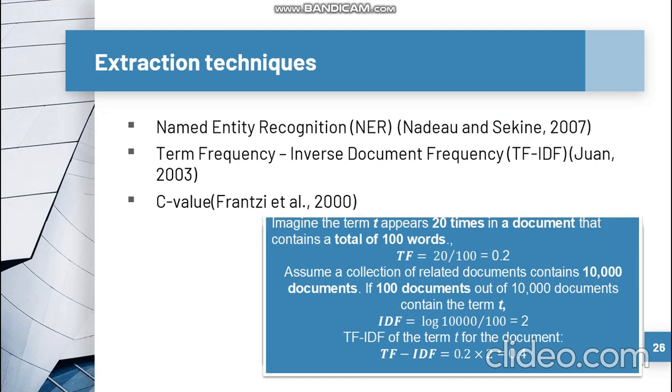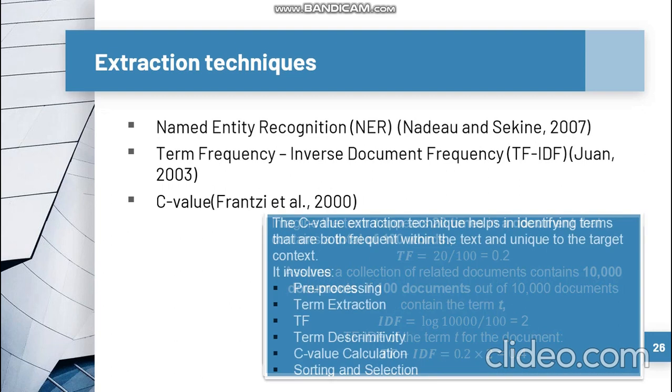Then assume that a collection of related documents contains 10,000 documents, and 100 documents have the word T in them. So the IDF would be calculated by the log of the total number of documents divided by the number of documents that contain the word T. Then the final TF-IDF would be calculated by multiplying both TF and IDF together.